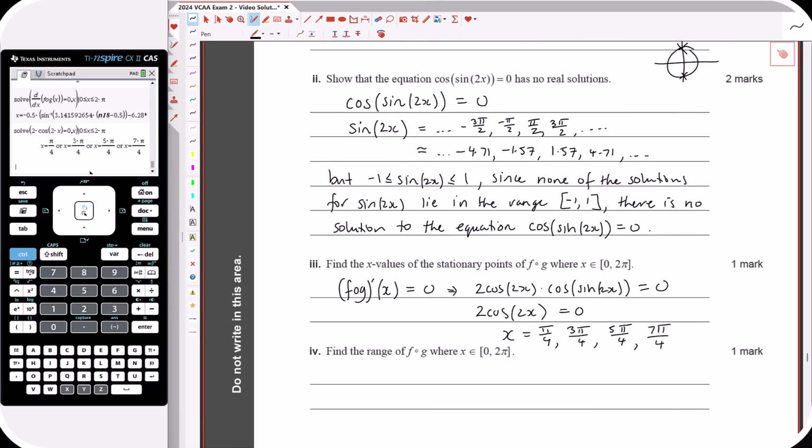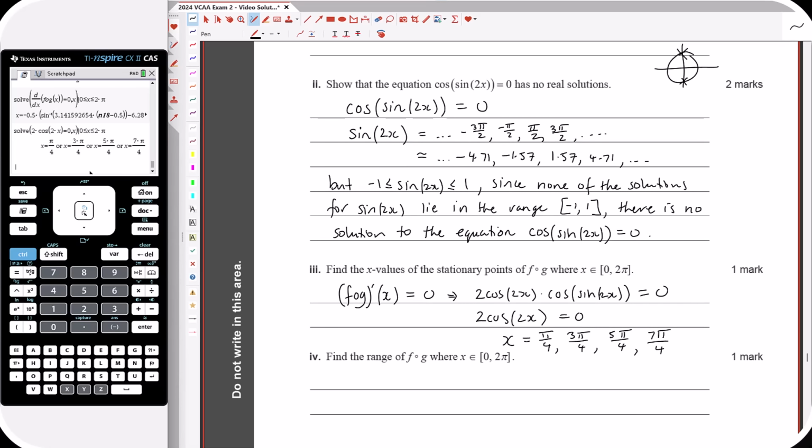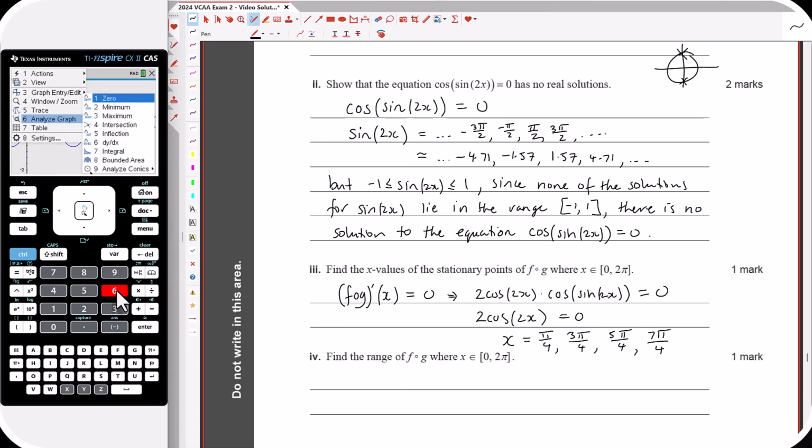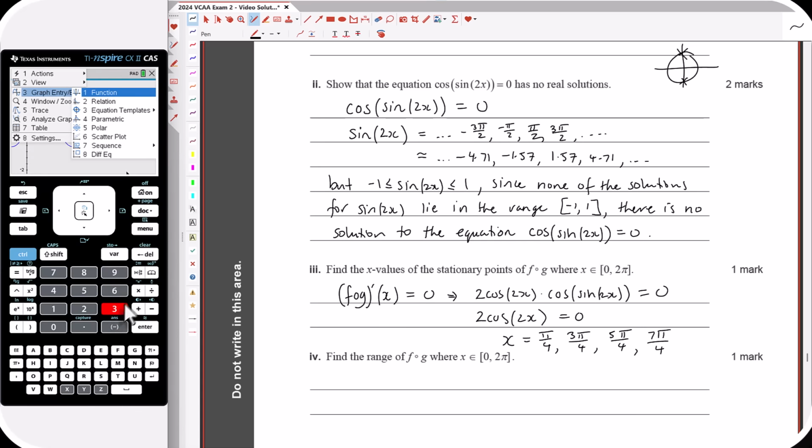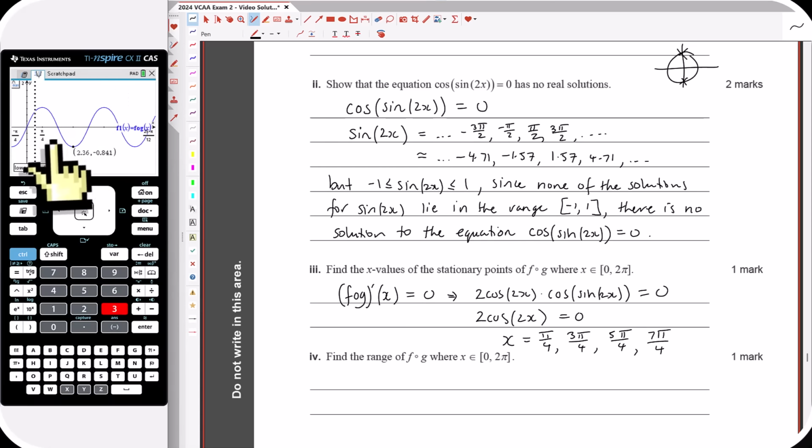Find the range of fog. Okay, let's have a quick look at fog. F of g. Okay, so it's pretty straightforward. We've just found those 4 stationary points, which we can see. I could do menu 6, 2 for minimum, 6 for maximum.